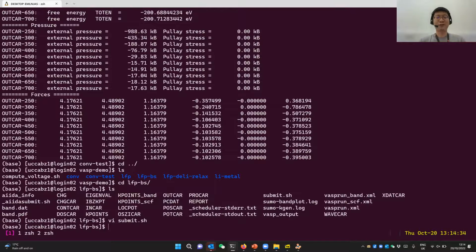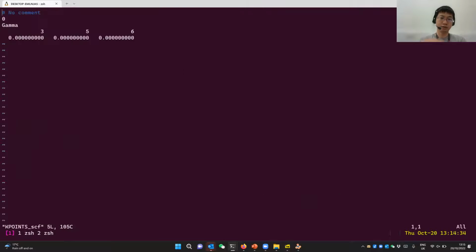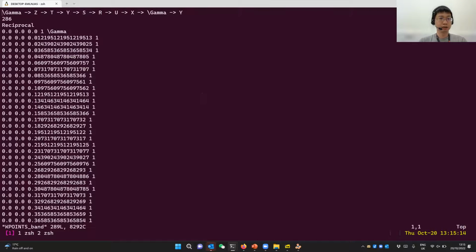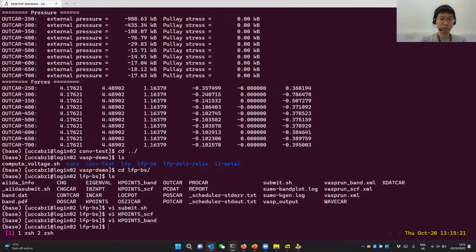I was just about to say this. The tool I use is called Sumo, which is developed in the group that I am currently in. It is basically a tool to generate the K point path by analyzing the symmetry of the material. So it generates this K point bands file. These are the paths, and once you get this file, you just run the script.